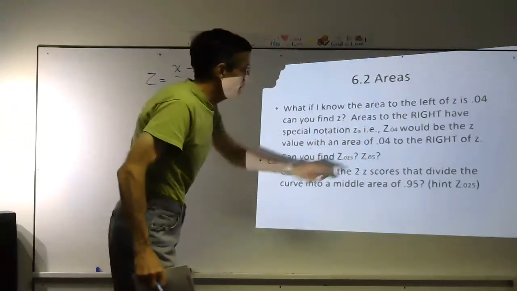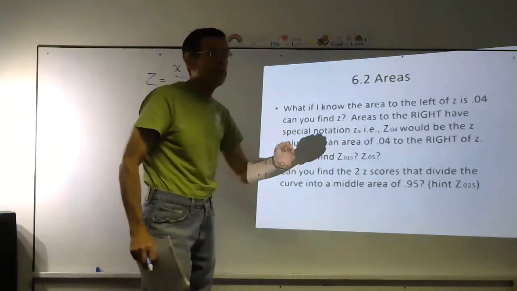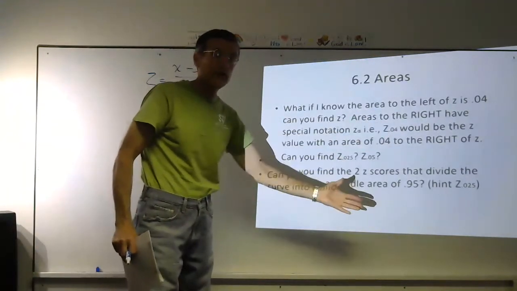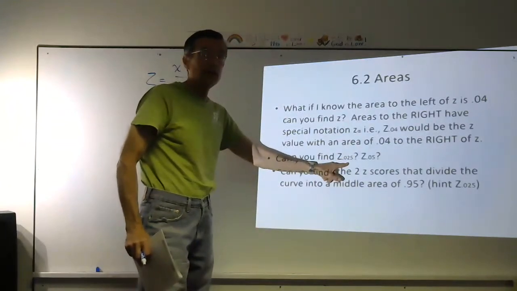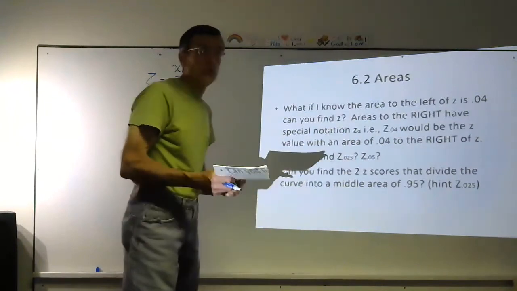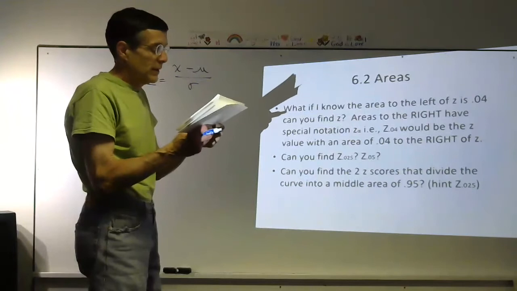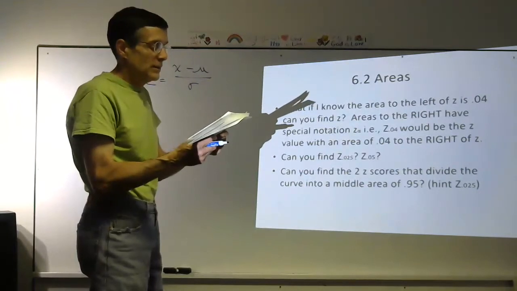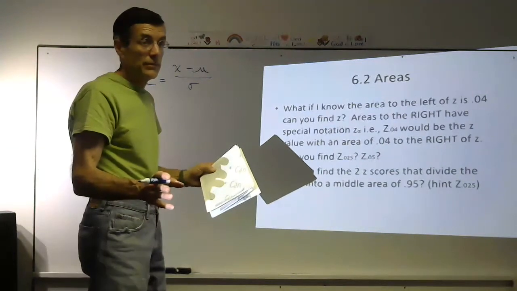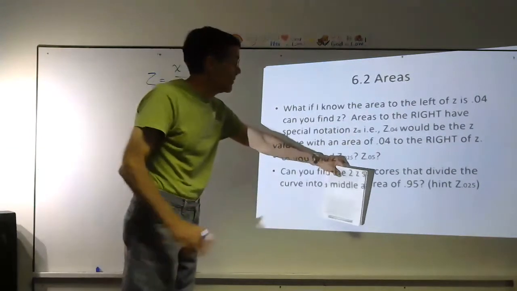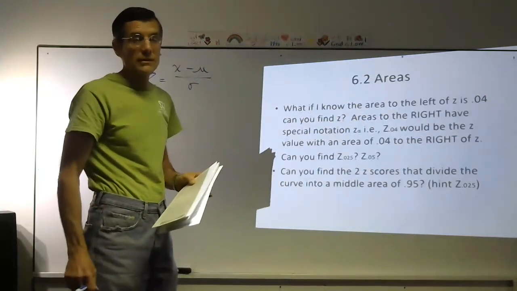How about z sub 0.025? I want the z value that has an area of 0.025 to the right. I could subtract it from 1 and do a reverse lookup. I'm not going to do that. I'm going to go on the negative side and look up the area of 0.025. Okay? 0.025 comes out dead even on negative 1.96. Did you find it? And then because the area is to the right, you have to make it positive 1.96.